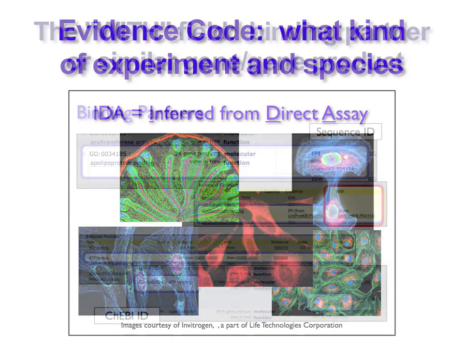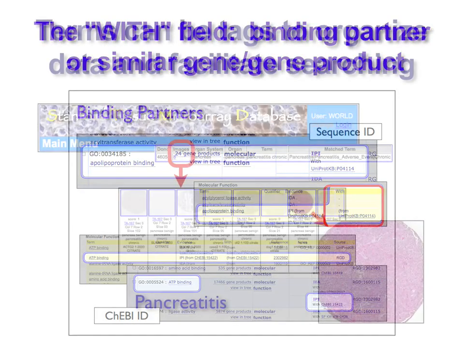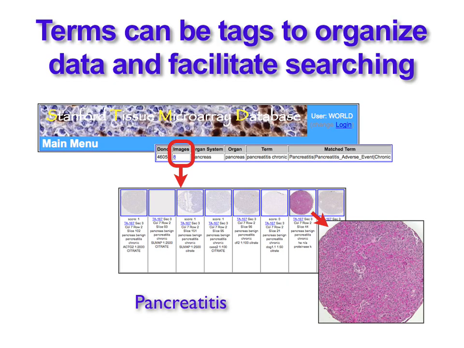In some situations, additional information such as data about a binding partner or the gene or gene product on which the original experiments were done is needed. In these cases, the data is either shown as part of the evidence code or it's included in a separate with field. In addition to formal annotations such as those used for the gene ontology, ontology terms can be used as tags to organize data and facilitate searching.